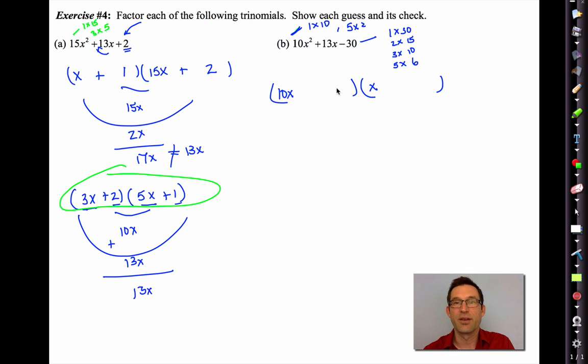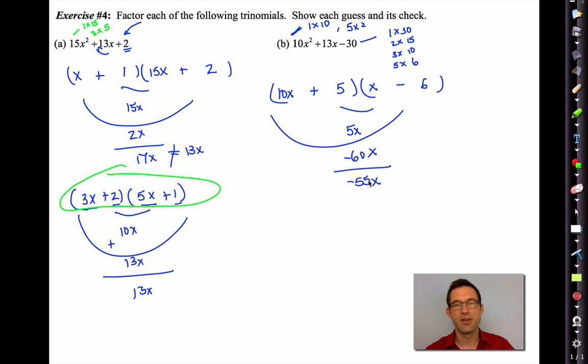Ooh, I don't know. Let's just take a shot. Let's go with this. One's got to be negative. One's got to be positive. Why not? So let's see. We have 5x minus 60x, which gives me negative 55x. No. I need a positive 13x, so that doesn't even come close. Let's try 5x and 2x. Let's go with a 6 and a 5.